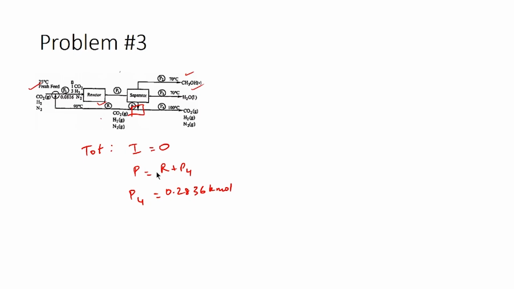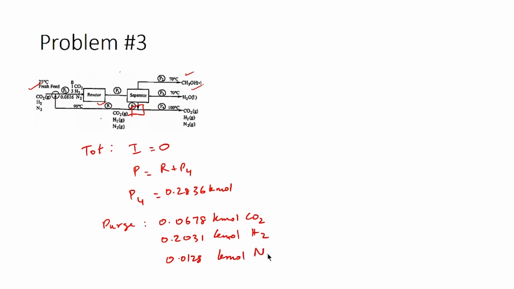the purge stream. So, the purge stream basically contains 0.0678 kilomoles of CO2, 0.2031 kilomoles of hydrogen and 0.0128 kilomoles of nitrogen. So, this gives us the information about the purge stream as well.